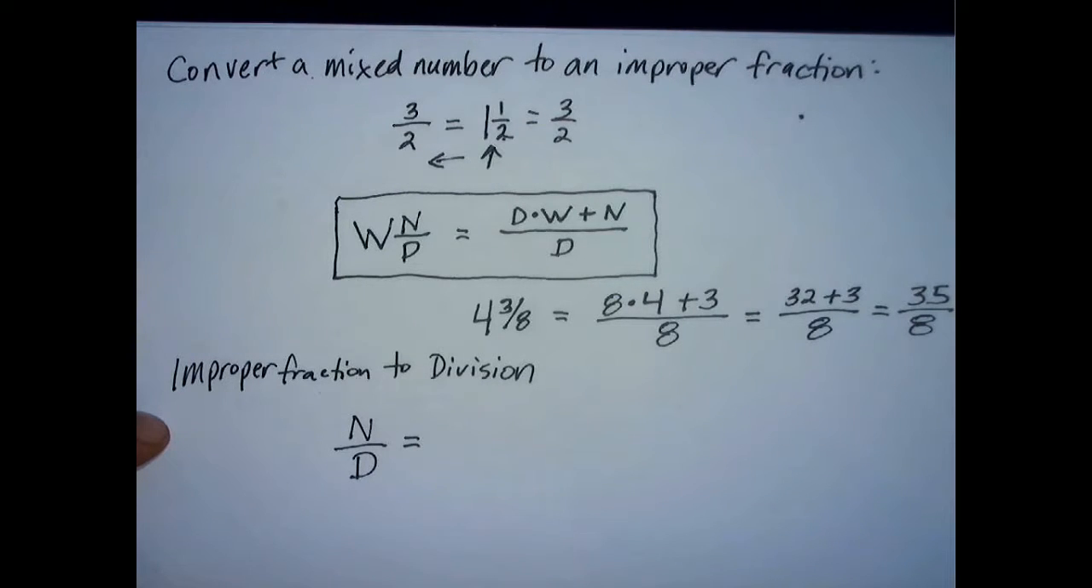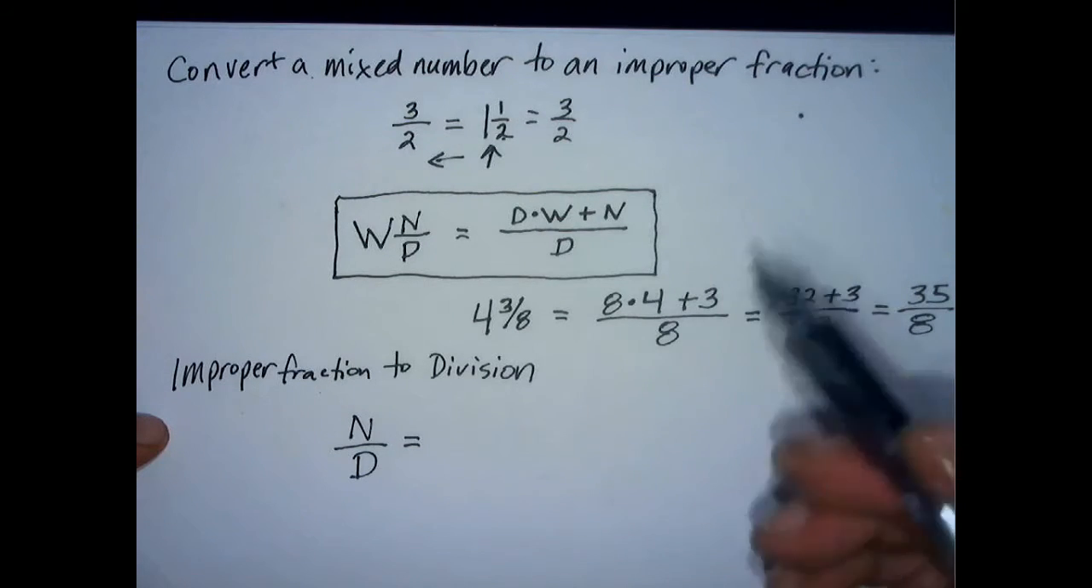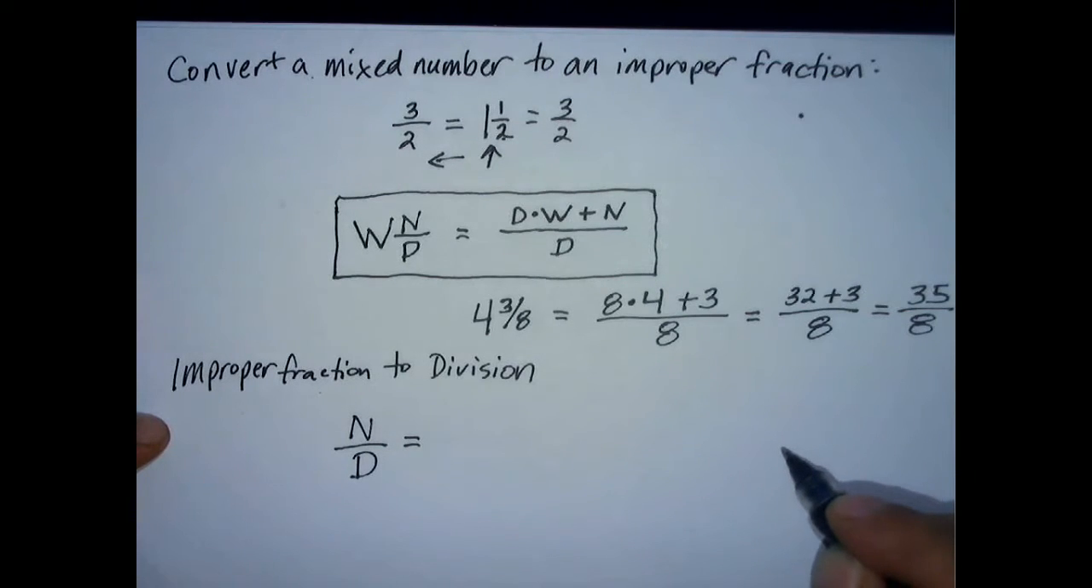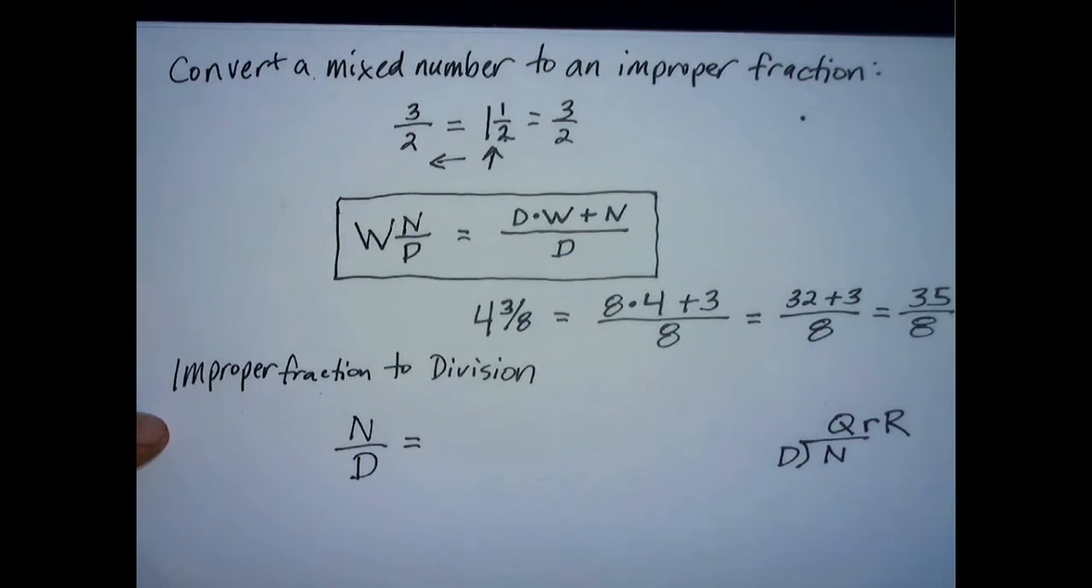The opposite of multiply is divide, so we're going to divide the denominator into the numerator. And then what we get from that is a quotient and a remainder, unless the remainder is 0, and then all you have is the quotient. That would be just a whole number.